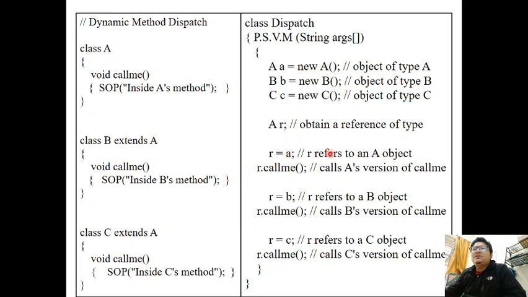Now, if instead of this you had used A.callMe, B.callMe, C.callMe, the corresponding callMe would obviously be invoked, but there is no concept of polymorphism. Here we are trying to implement the concept of runtime polymorphism. This dispatching is decided during runtime. That's why it is called dynamic method dispatch.